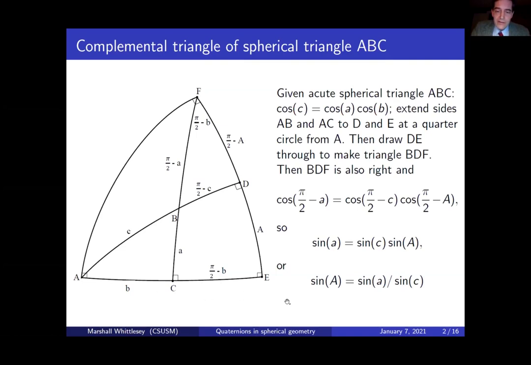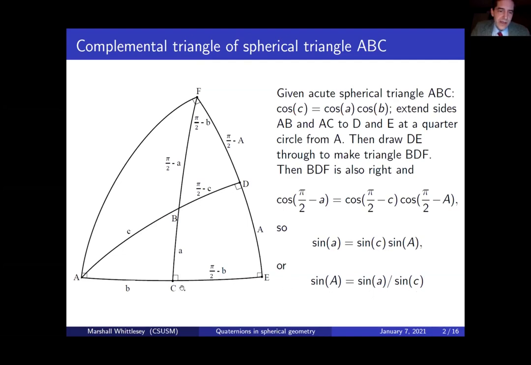Okay, and in fact, it tells you how to calculate in a spherical right triangle the sine of the measure of a particular angle in terms of two sides, the opposite side a and the hypotenuse c. And the sine of A is the sine of the opposite over the sine of the hypotenuse. Okay, so this is an important theorem generating machine and standard trick in spherical trigonometry.